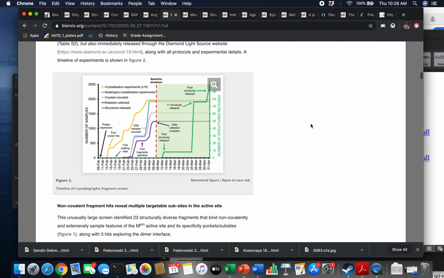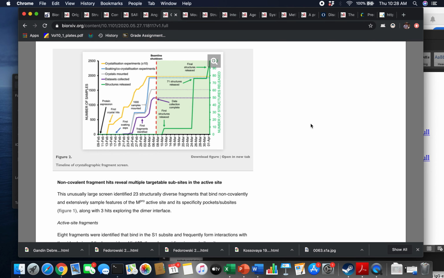The next study is, yes, part heartbreaking and part really good science. So they've got this figure 2 in here, which I love. They're showing what they were doing. They're like, we're making so much progress. So we got the protein to express on the 9th of February. We got our first crystals of the proteins.